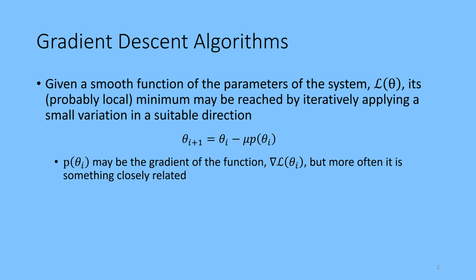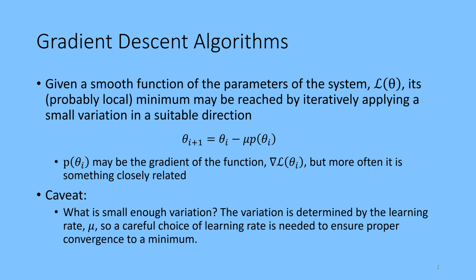For example, the gradient multiplied by some kind of approximation to the inverse of the Hessian, as in ADAM and other Newton or quasi-Newton methods, or an exponentially weighted average of previous gradients, as in stochastic gradient search with momentum, commonly known as SGD. The problem is, what is a small enough variation? The variation is determined by the learning rate mu, so a careful choice of learning rate is needed to ensure proper convergence to a minimum.